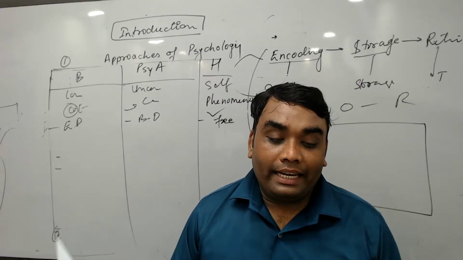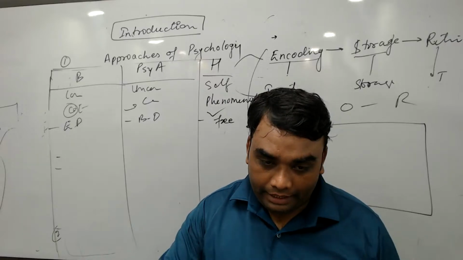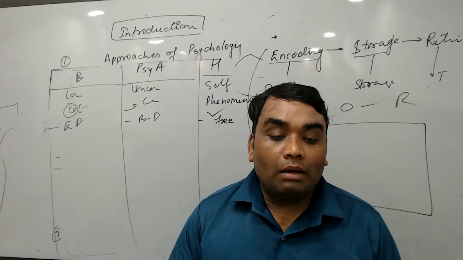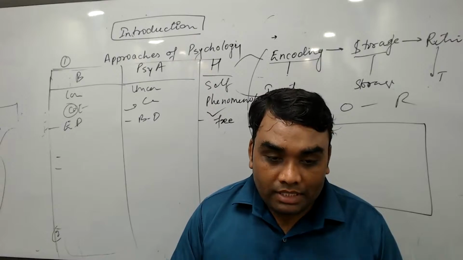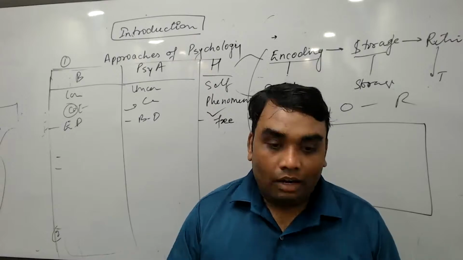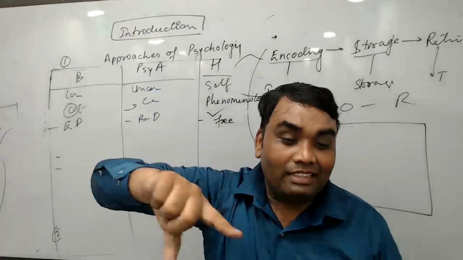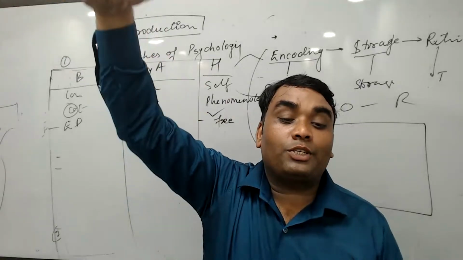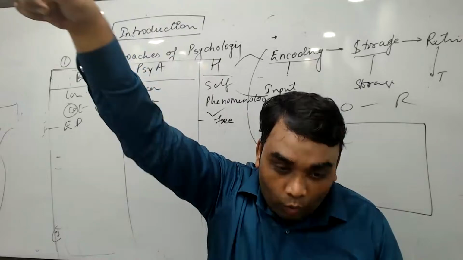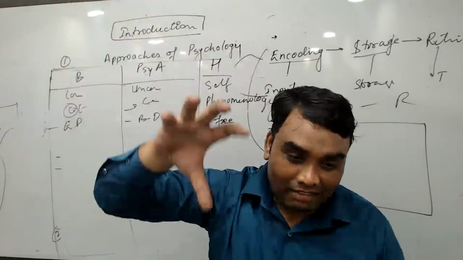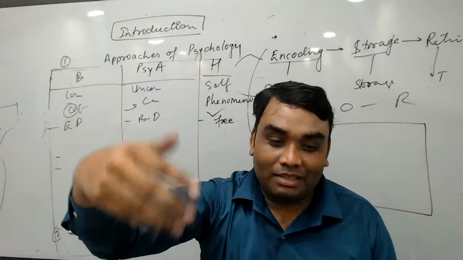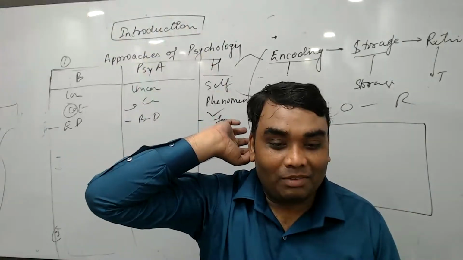each and every approach has its importance. They were studied at different times. Behaviorists studied in 1930. 1930 means at the time of preparation for the Second World War, the whole of Europe was struggling for weapons. So behaviorism was definitely required at that time.